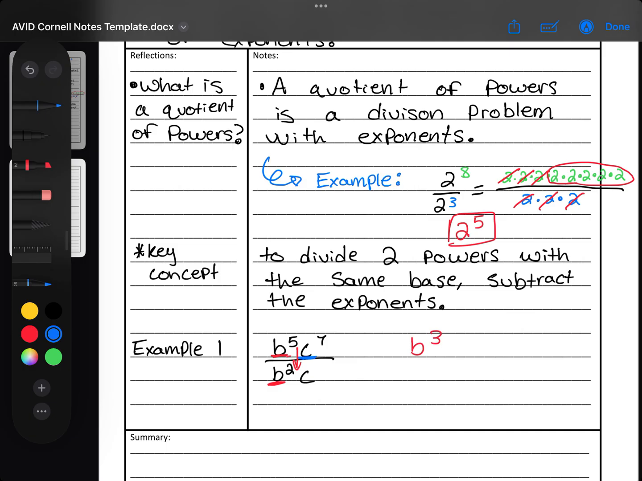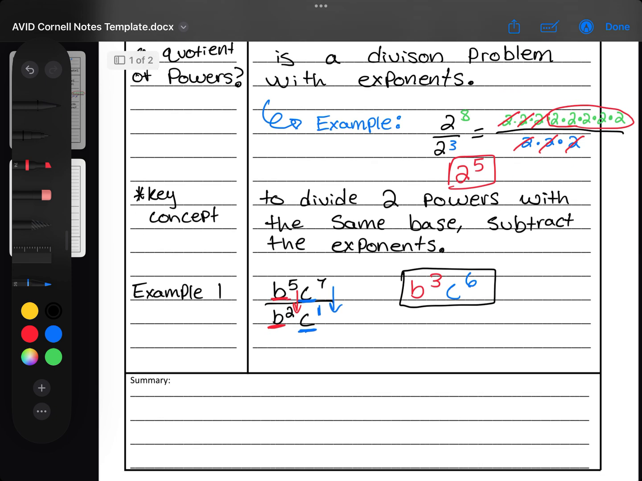Same thing with the c's, okay? C to the 7th on the top. The bottom is c to the 1st because if it doesn't have an exponent, it's always an exponent of 1. You're going to subtract top to bottom. 7 minus 1 is going to get you 6. So your answer here is b to the 3rd, c to the 6th. So when you divide exponents, it's going to subtract. Okay, so subtract top to bottom.